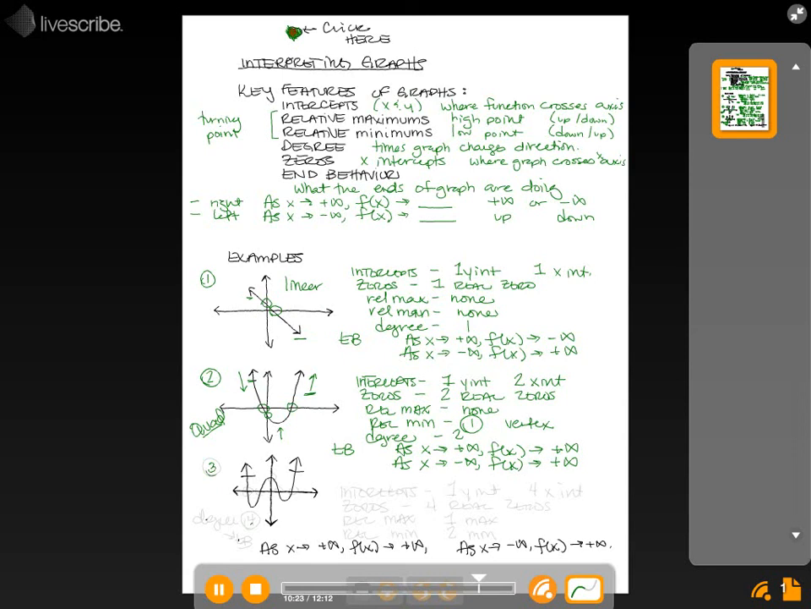Now, example number 3 here, I want you to pause it and try on your own. See if you can identify these 6 key features, and then unpause it and check your answers. All right, now that you've had some time to come up with your own answers, let's go through what they are. Intercepts.